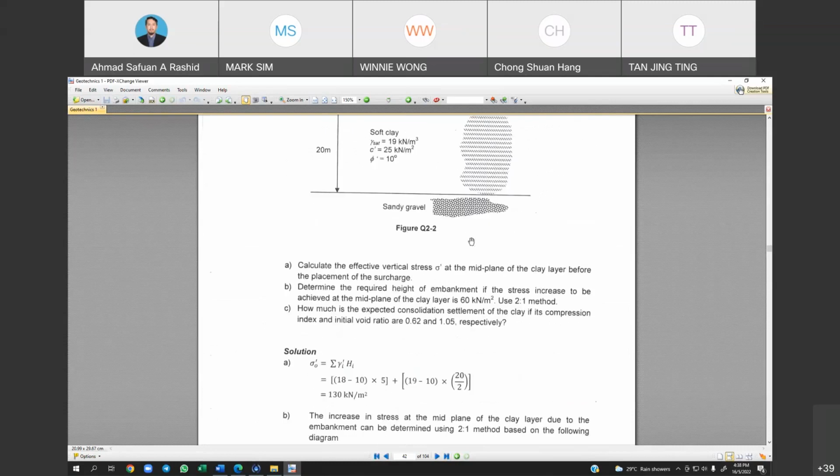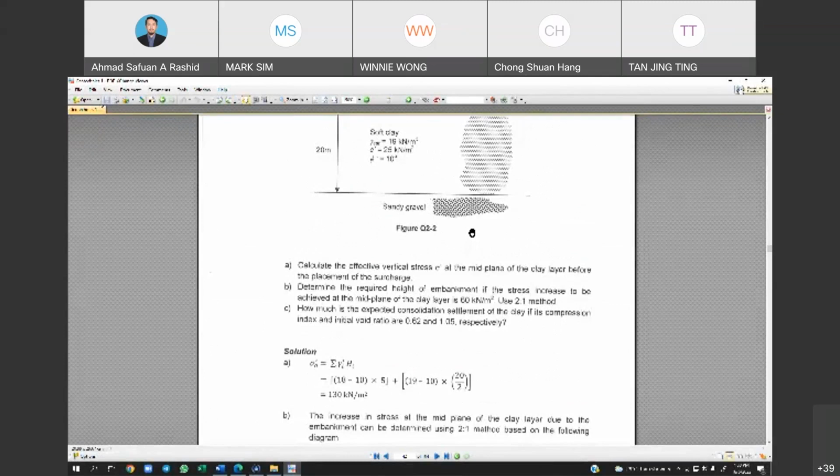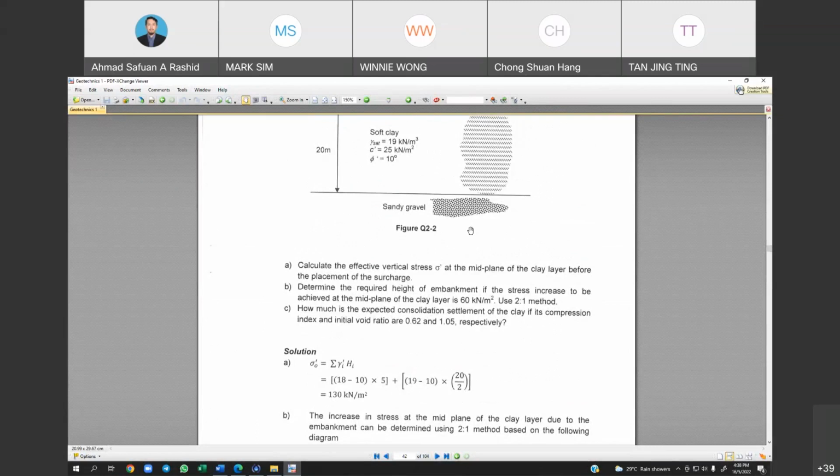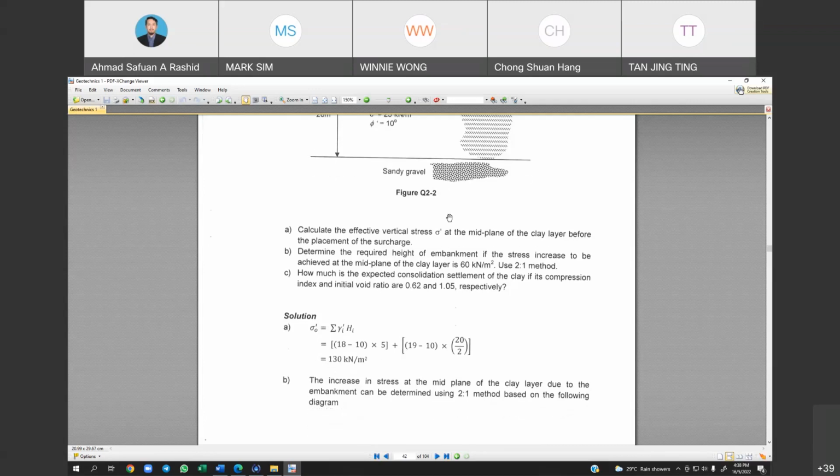So that is the height of the embankment. For the last one, how much is the expected consolidation settlement of the clay if its compression index and initial void ratio are 0.62 and 1.05 respectively? We need to know first what is the condition of the soil. Is it normally consolidated or over consolidated material?